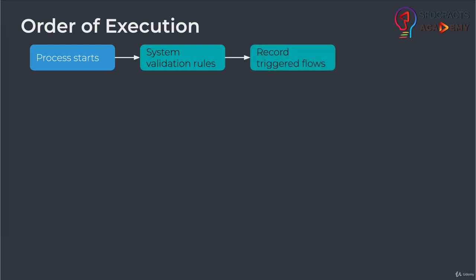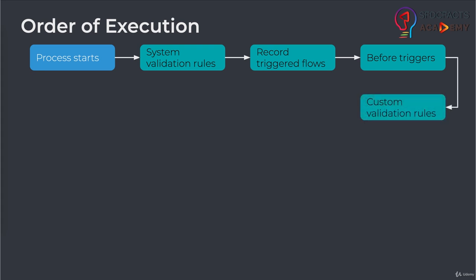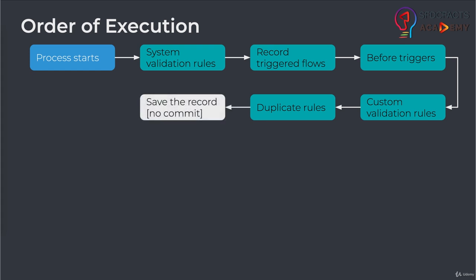The next thing is record triggered flows, and these are the visual flows that are defined to execute when something changes in a particular record. After that, the before triggers are executed, and this is where our Apex trigger comes into the picture. So everything that you write in before triggers will execute in this step. Then the custom validation rules take place. So if you use the Salesforce UI to define some custom validation rules on each and every object, these execute in this step. Then the duplicate rules are executed, and then the record is saved in the database.